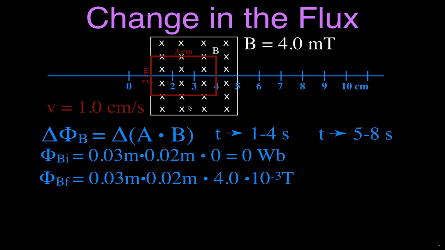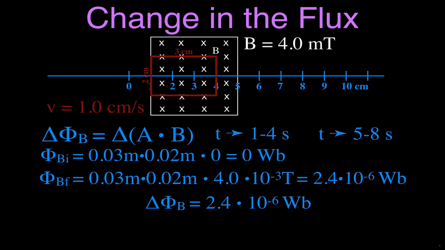So that means that the magnetic flux at the end is 2.4 times 10 to the minus 6. Basically it went from 0 as it started to enter the magnetic field to this maximum value right here. Now the change is just the final minus the initial. So the final minus 0 is just this number, 2.4 times 10 to the minus 6, is the change. That's what it increased from 0, and that's from 1 to 4 seconds.